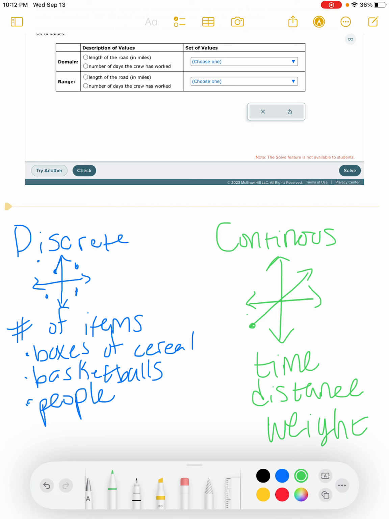Same thing with people. If someone says, oh yeah, 2.5 people showed up, you're going to be like, whoa, I got questions. What's a half person? What did they do to that person, right? So those are things that are discrete, okay?